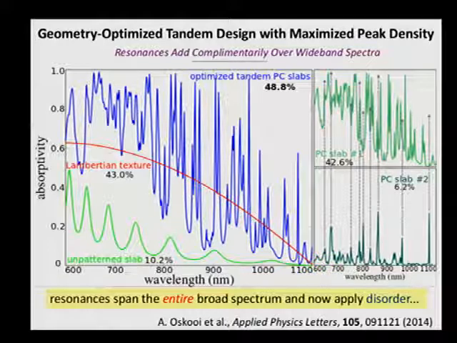Now, we apply partial disorder to each of the 2 slabs separately to increase the light trapping even more and to improve the robustness of the device.